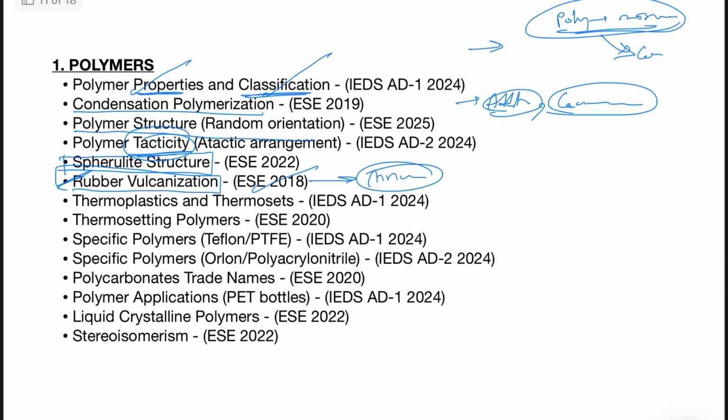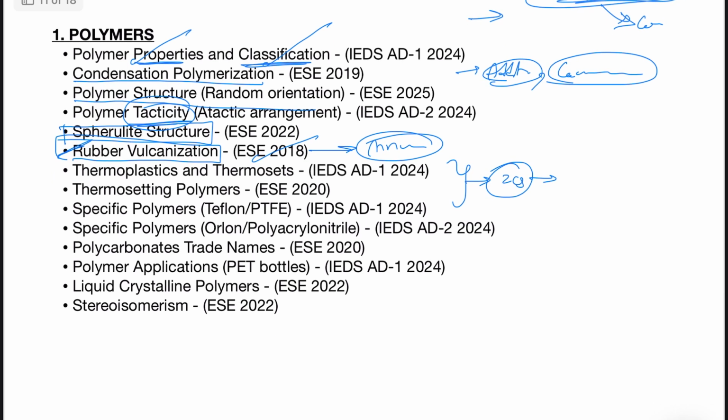And then here they have given thermoplastics and thermosets. Since a question was asked twice on this topic, it becomes a very important topic. And then they have given us specific polymers. Try to remember the technical names of each polymer, their chemical monomers, their applications, etc. These three pertain to the same thing. Try to remember the common names.